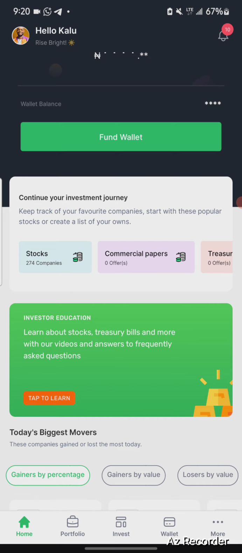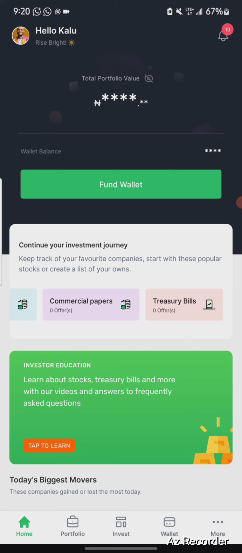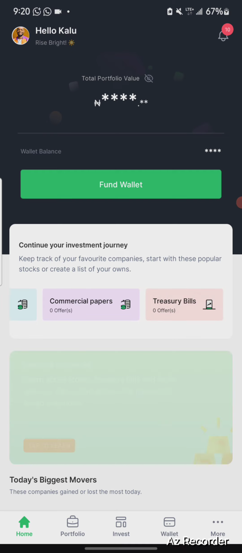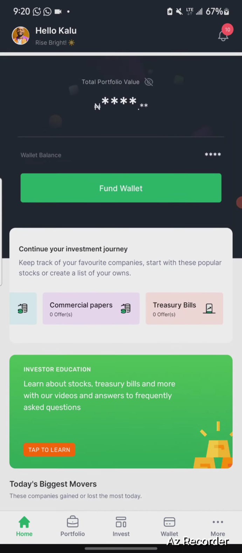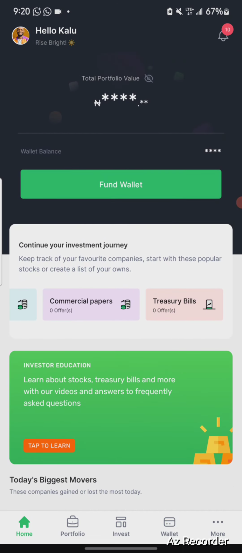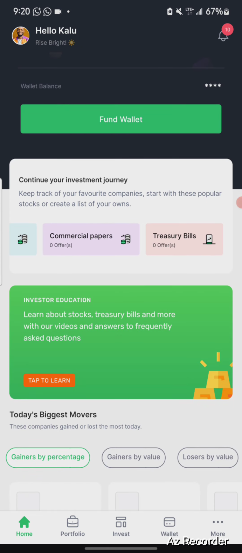Everything here is very easy. It's not complicated. Once you look at the interface here, you understand everything here. But let me explain what we are seeing in this app. You see home, you see portfolio, you see invest, you see wallet, and you see more.